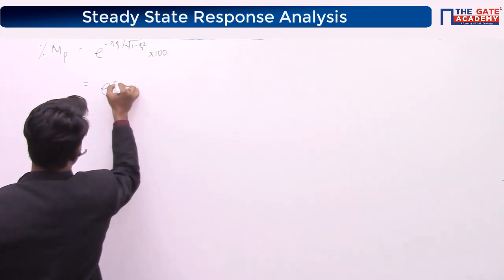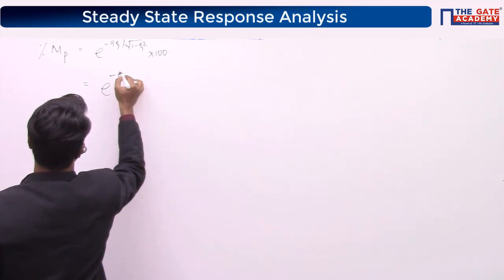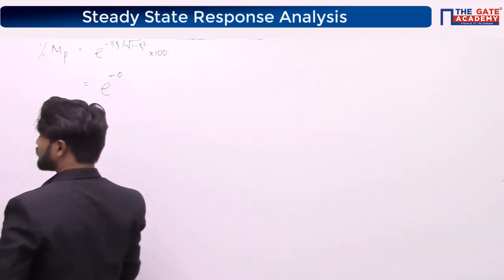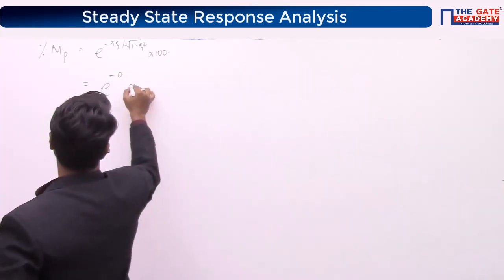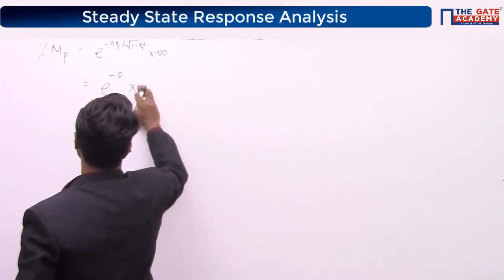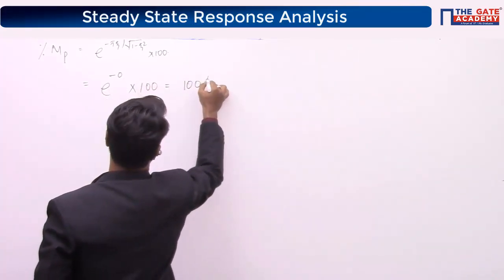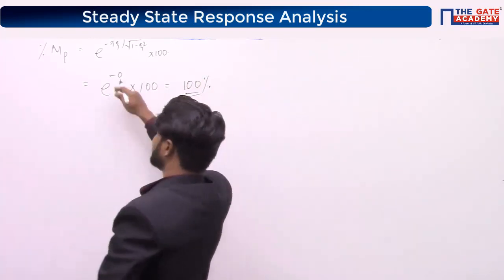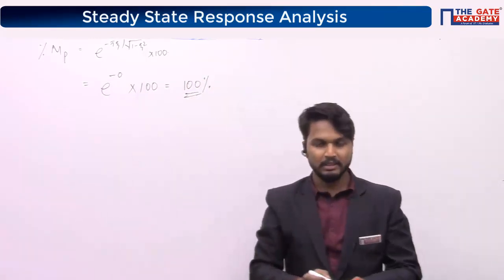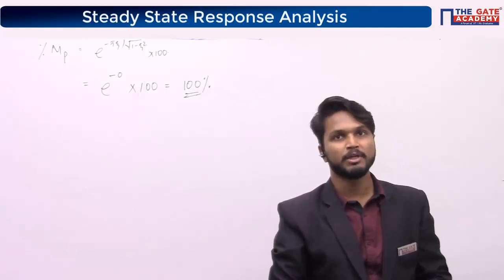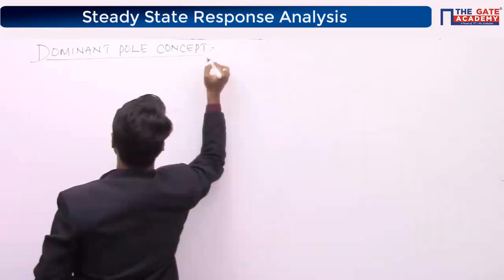That is equal to e power minus pi into 0 divided by under root 1 minus 0, right? E power 0 is how much? E power 0 is 1. 1 multiplied by 100 is 100%. That's it. When zeta is 0, the maximum peak overshoot is 100%.